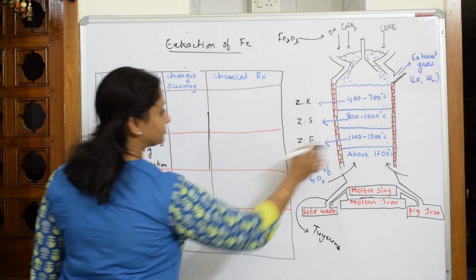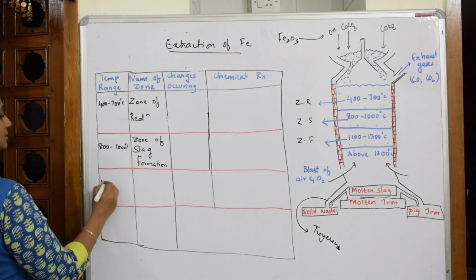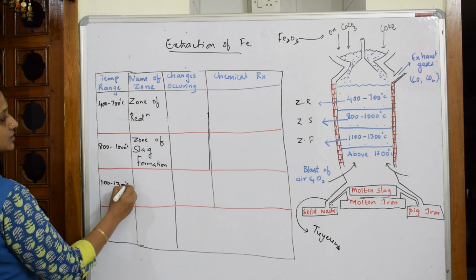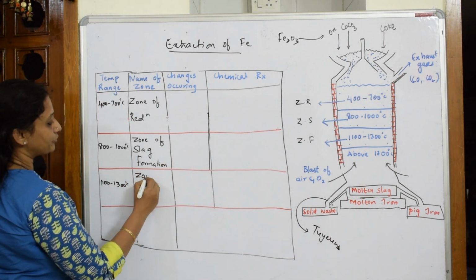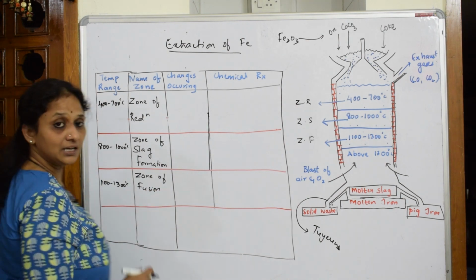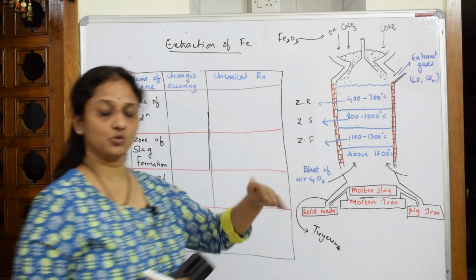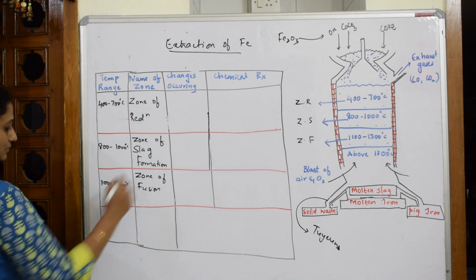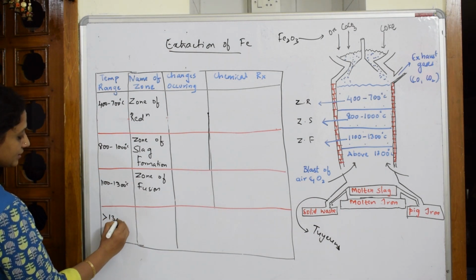Now, this one. 1100 to 1300 degrees centigrade. This is called the zone of fusion. After that, above 1300, it goes up beyond 2000 also. That is, I will write greater than 1300.